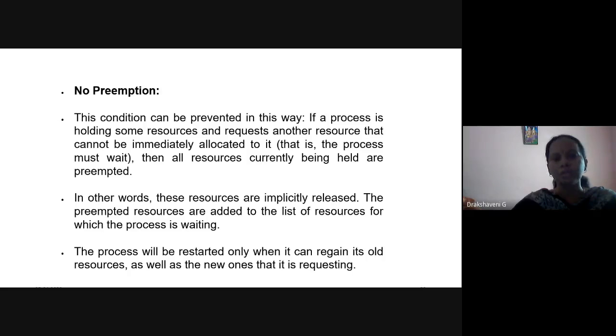Next one is no pre-emption. This condition can be prevented in this way. If a process is holding some resource and requesting another resource that cannot be immediately allocated to it, then all resources currently being held are pre-empted. In other words, the resources are implicitly released. The pre-empted resources are added to the list of resources for which the process is waiting. The process will be restarted only when it can regain its old resources as well as the new resource that it requests. This is what is called no pre-emption.